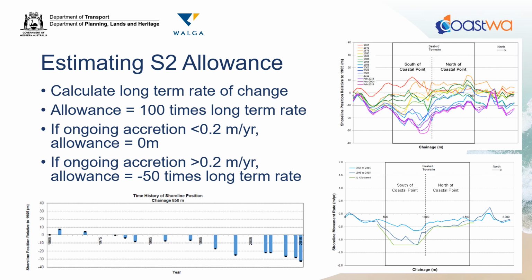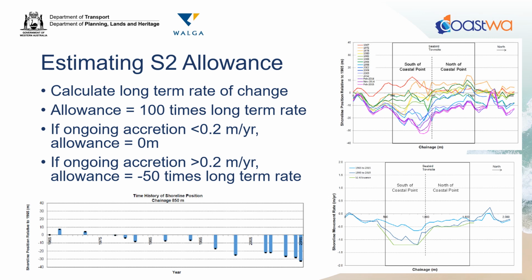Once we've determined our shoreline positions over a long period of time, and we've calculated a long-term rate of change, that long-term rate of erosion is then used to determine our S2 allowance. So the allowance will be 100 times the long-term rate of erosion. So if our shoreline's been retreating or eroding at half a metre per year, then our S2 allowance will be 100 times that, which is 50 metres for the coming 100 years.